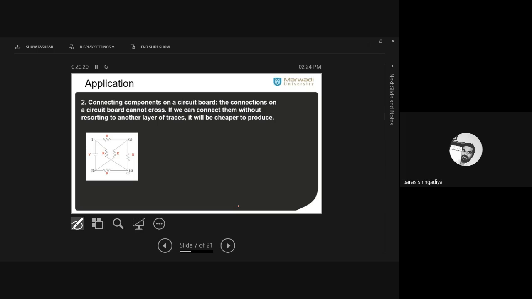It is a cross here. It is a cross between two wires, two networks. Clear? 1 to 4 and 2 to 3 cross at that place. Now you have to recreate this circuit.